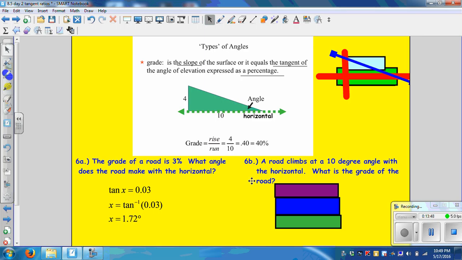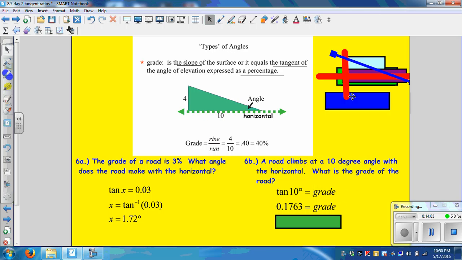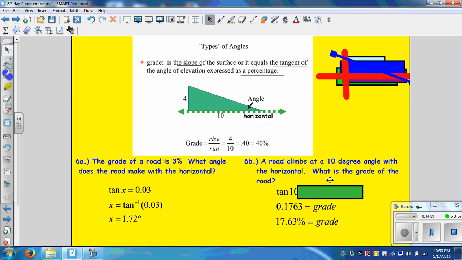6b. This is the reverse type of calculation. A road climbs at a 10-degree angle with the horizontal. What's the grade of the road? So the angle size this time is 10. So the tangent of 10 degrees will give you the grade. When you do the calculation, you get 0.16763. Convert it over to a percentage, which means multiplying it by 100, gives you a 17.63 grade. That's a very steep grade and a very steep angle on a road.